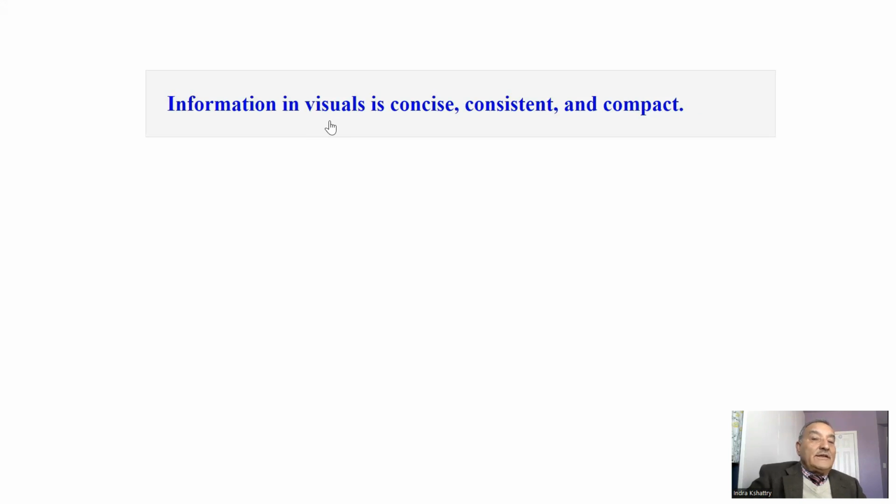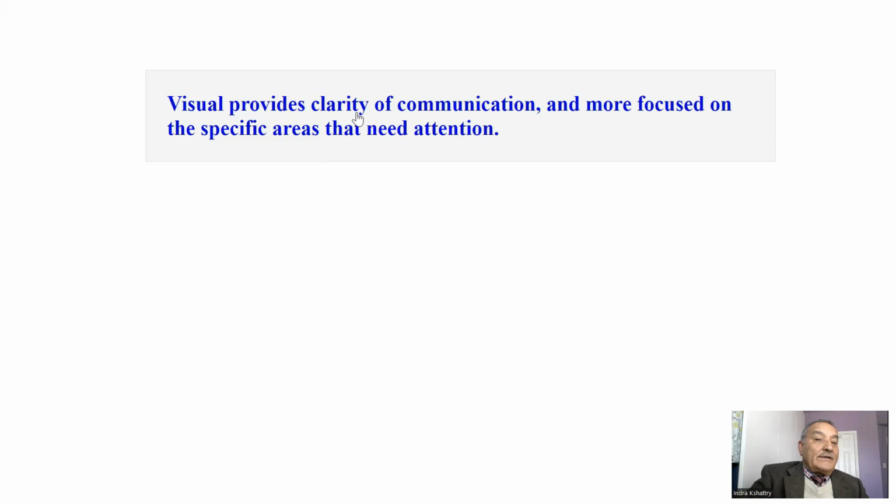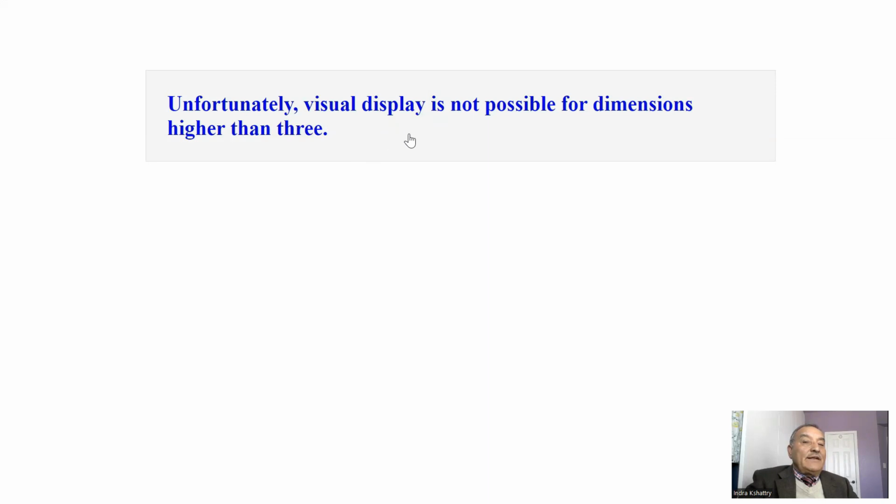Information in visuals is concise, consistent, and compact. It saves time in daily life. Graphs help make an analysis to make quicker decisions. Visuals provide clarity of communication and are more focused on the specific areas that need attention. Unfortunately, visual display is not possible for dimensions higher than 3. Here in this discussion, we shall consider graphs of one-dimensional, two-dimensional, and three-dimensional.